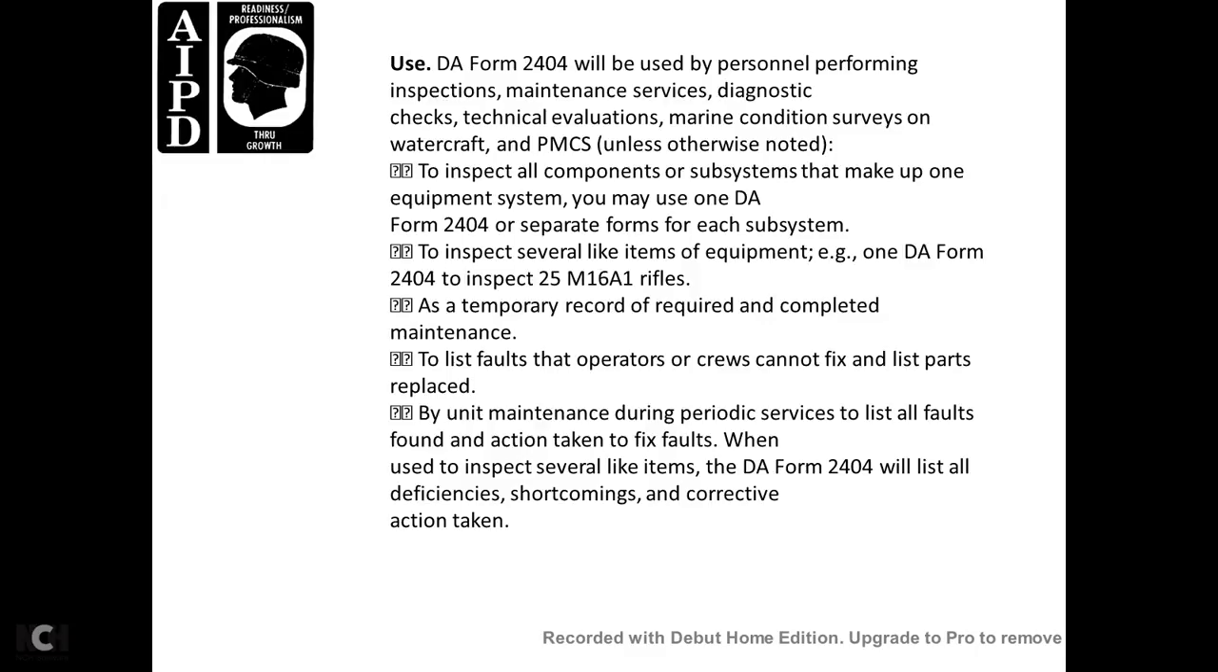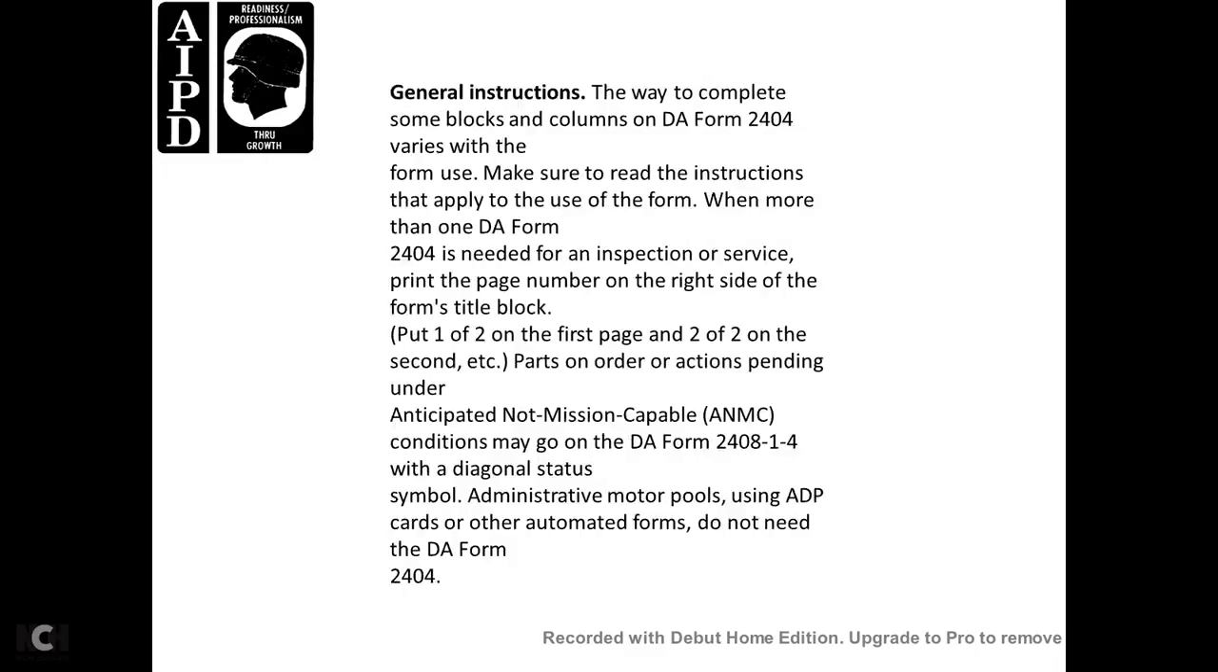You may also use the DA Form 2404 to support the forms of each of the subsystems, and to inspect several like items of equipment on one DA Form 2404, such as the M16A1 rifle. It is the temporary record required with the completion of the maintenance, to list the faults the operators and crews cannot fix and the parts replaced by the unit's maintenance during the periodic service. It is used to list all the faults and actions taken to fix them, and by the inspector for several like items. The DA Form 2404 will list all deficiencies, shortcomings, and corrective action taken.